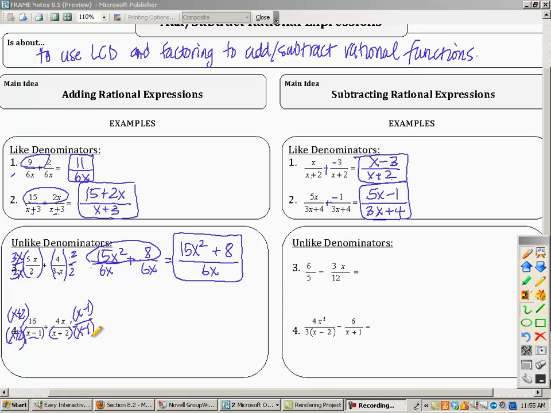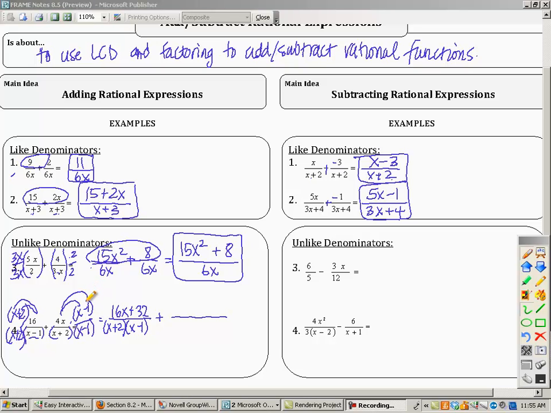Okay, so here's what I'm going to do. This 16 is going to get distributed to both of these. So I have 16x plus 32 all over, and I'm going to leave my denominator as an x plus 2 and an x minus 1. Because seriously, that's so much easier than foiling out the denominator. Plus, our denominators, don't forget, tell us what our asymptotes are. So we want to leave our denominators in factored form.